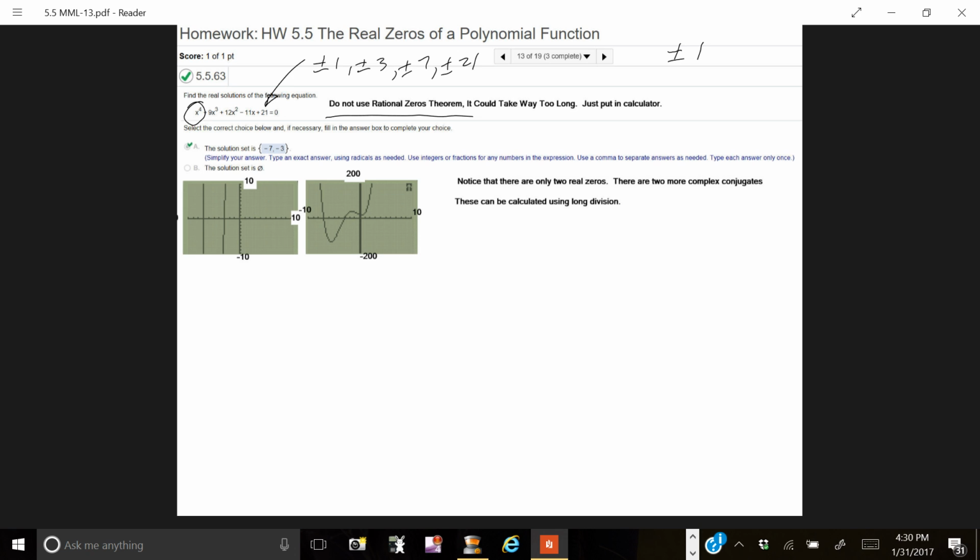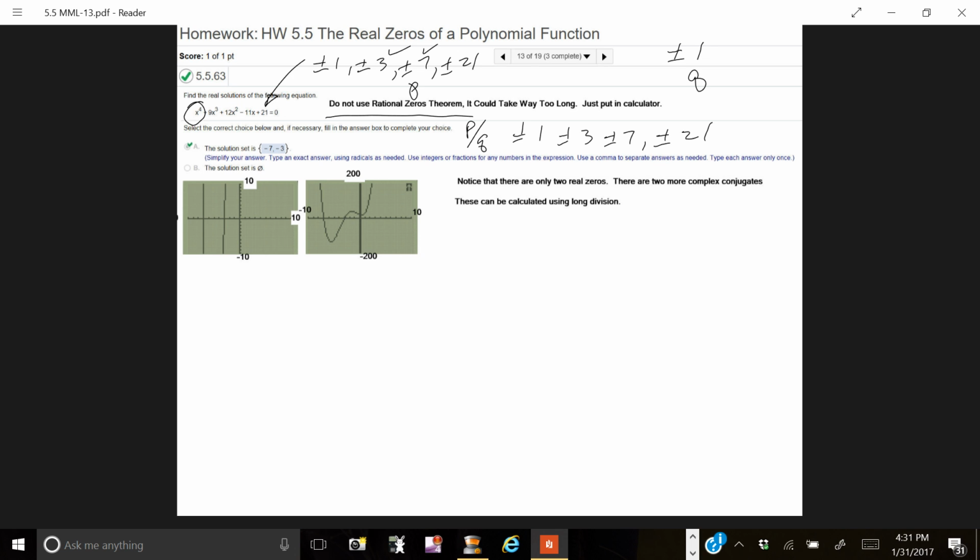And so you look at P over Q, all the possible combinations, and you would say P over Q combinations are like 1 divided by 1, plus or minus 1, 3 divided by 1, plus or minus 3, plus or minus 7 divided by 1, and then plus or minus 21. And so these are the possible real zeros. Obviously there could only be 4 because the degree of the polynomial is 4.